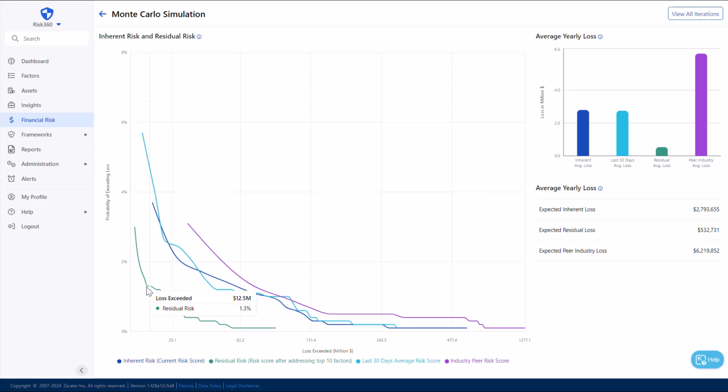So typically, the loss exceedance illustrates the probability of a financial loss exceeding a certain amount. And obviously, it's a key tool for risk management, especially in cybersecurity, insurance, and finance.